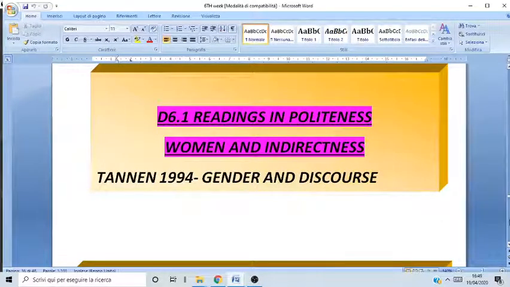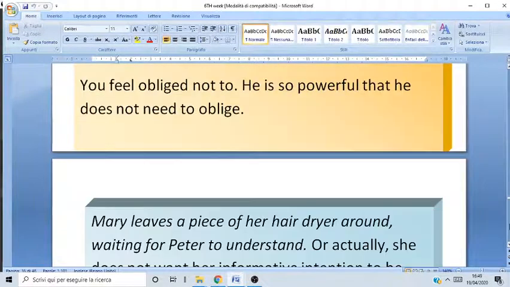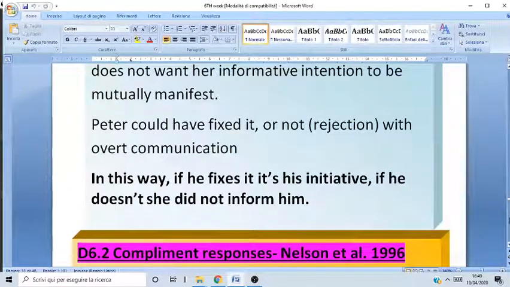And then we got into Tannen's reading about politeness, women, and indirectness. Okay, remember what we said about this woman that left her hairdryer that was broken. She left her hairdryer around, waiting for her husband to fix it. But she did not ask him to fix it directly, and so that was also a way of communication too.